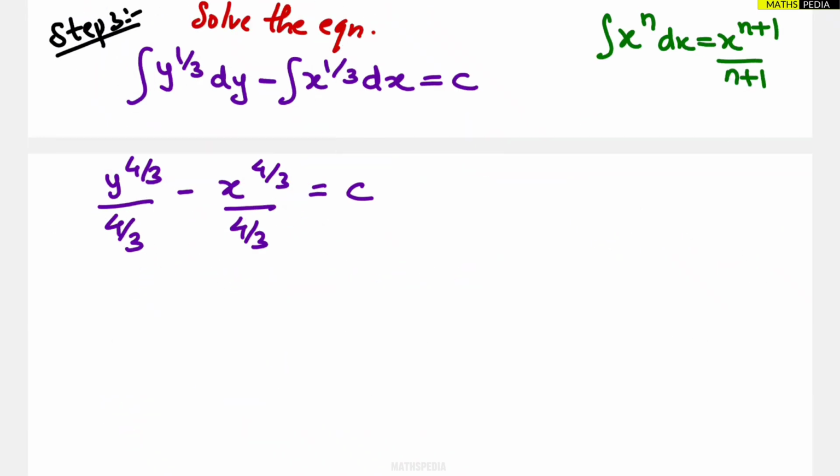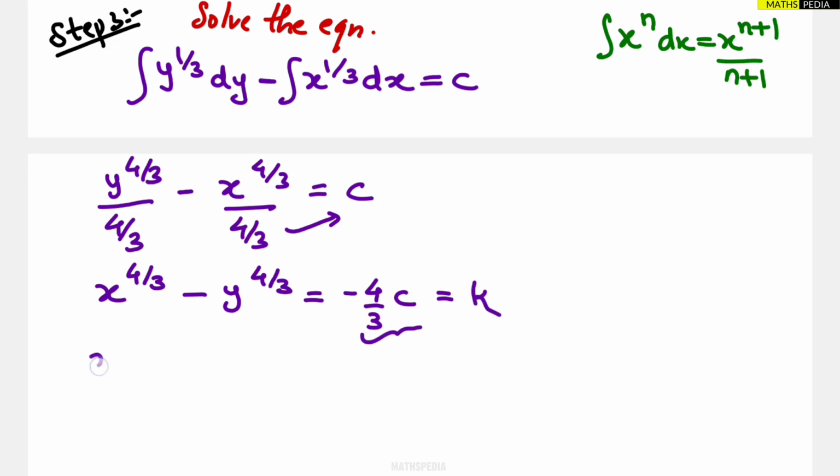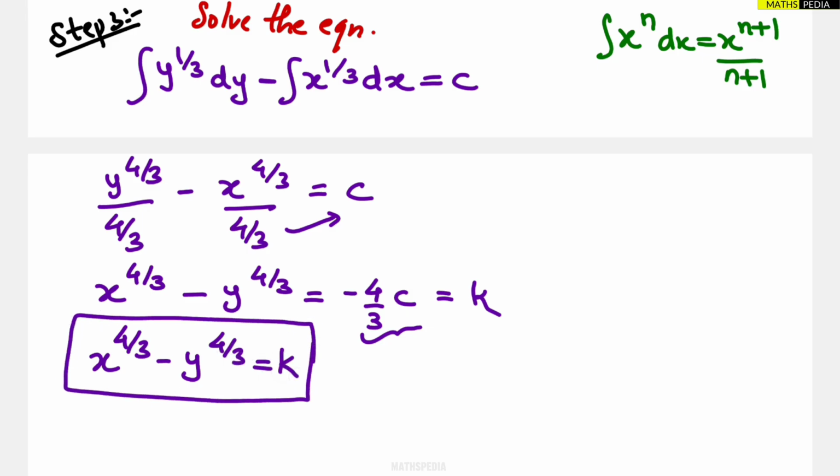So 4 by 3 is common over here; you can shift it to the right, and I'll bring x first and y second, so I just multiply with a minus sign. What happens? x power 4 by 3 first, minus y power 4 by 3. When 4 by 3 goes there it is 4 by 3 only, but when I multiply with a minus sign, I should multiply both sides. This constant value I can take as k. The final result is x power 4 by 3 minus y power 4 by 3 equal to k. This is nothing but the orthogonal trajectory of the given equation. So OT is basically orthogonal trajectory.